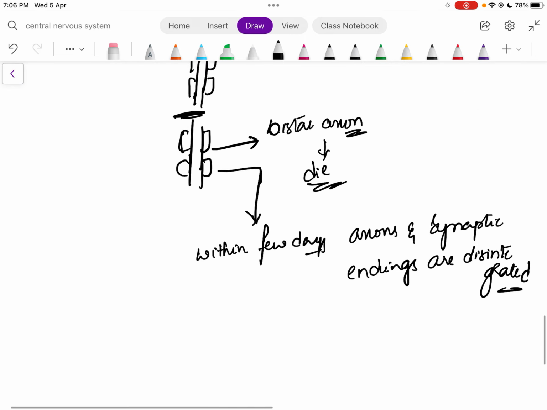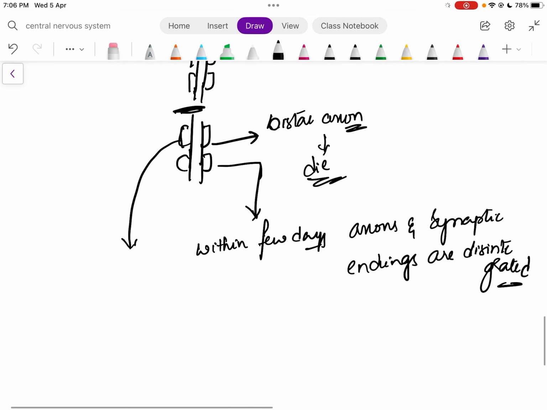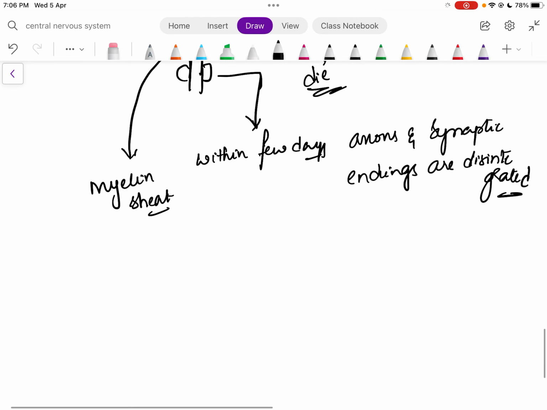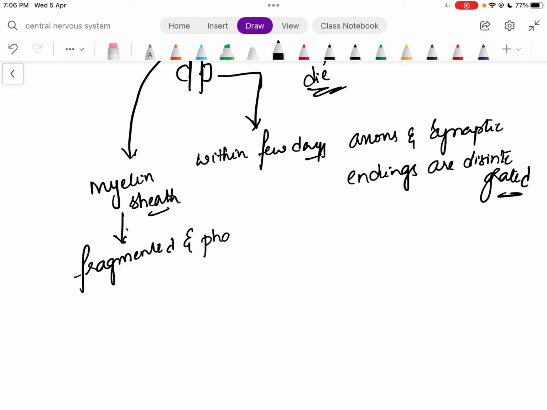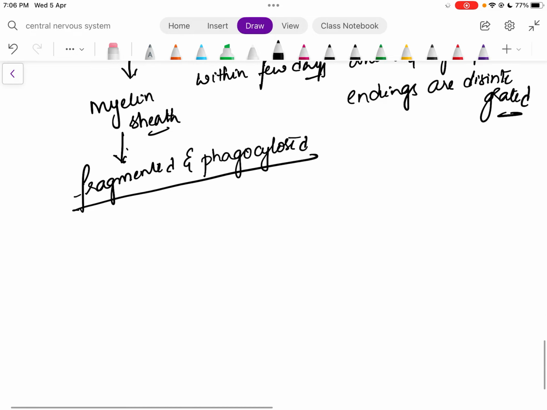And what happens to the myelin sheath? We have a myelin sheath here. We have myelinated neurons and unmyelinated neurons. If the myelin sheath is present, then this myelin sheath will be fragmented and it will be phagocytosed, that is, it will be digested.